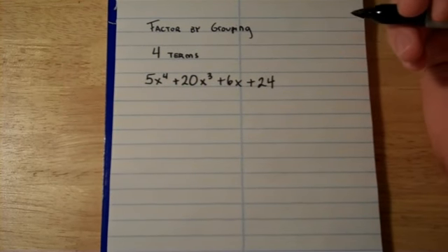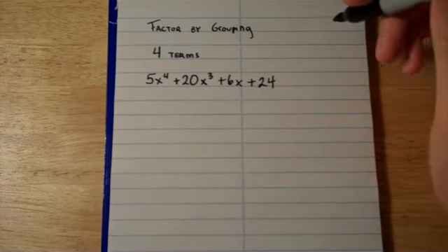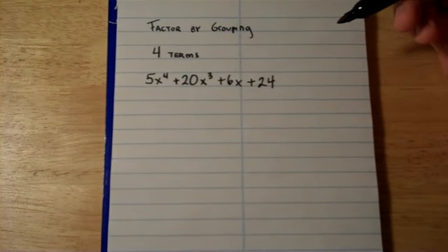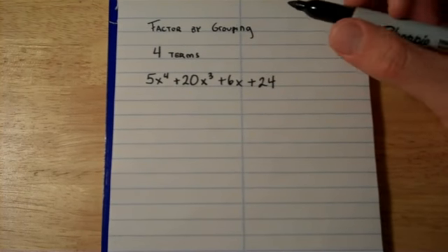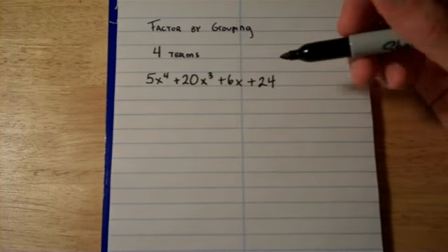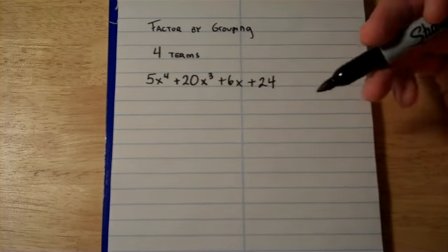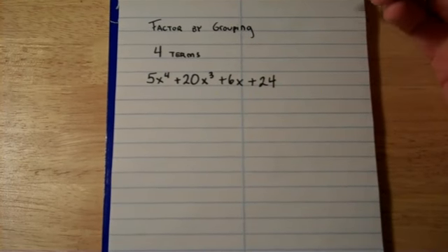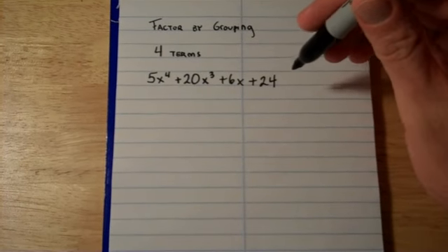I'm here to show you how to factor a four-term polynomial by grouping. So the grouping method is actually something that works for trinomials and four-term polynomials. And really, I only kind of find it useful for four-term polynomials.